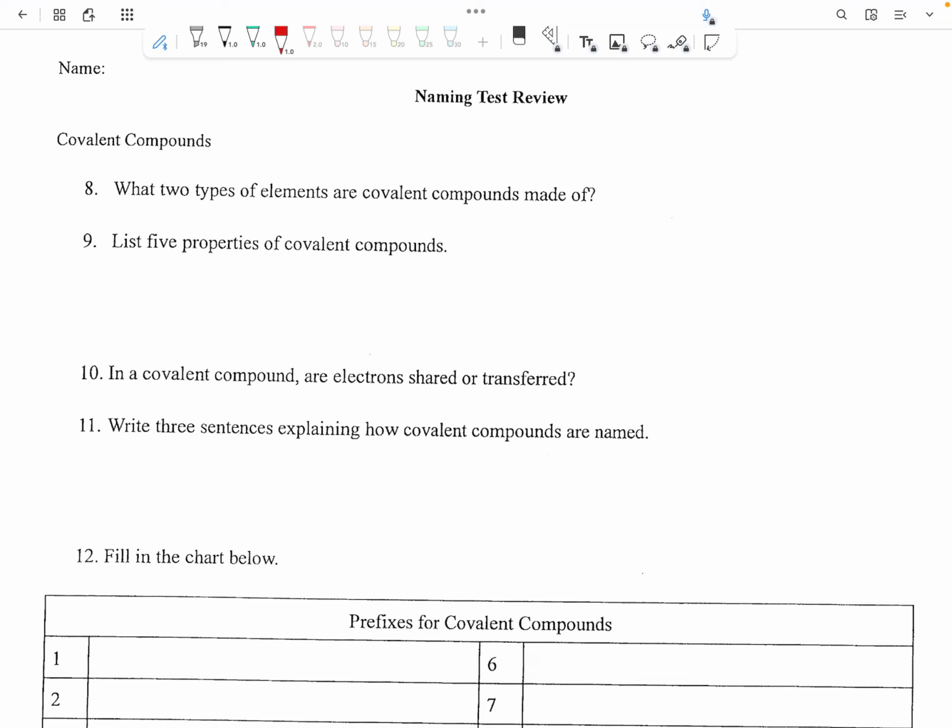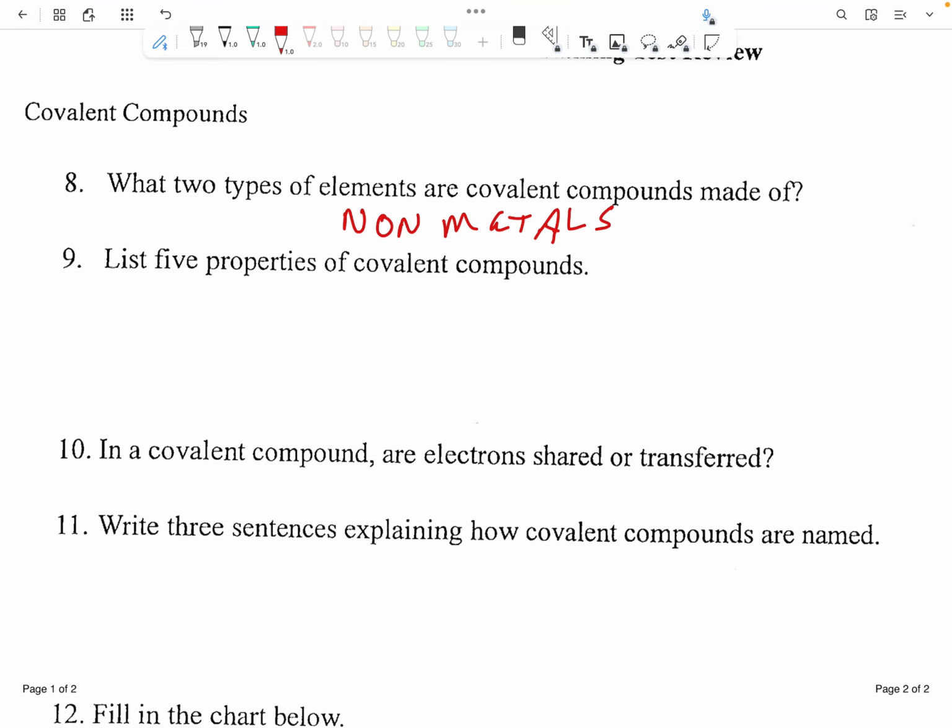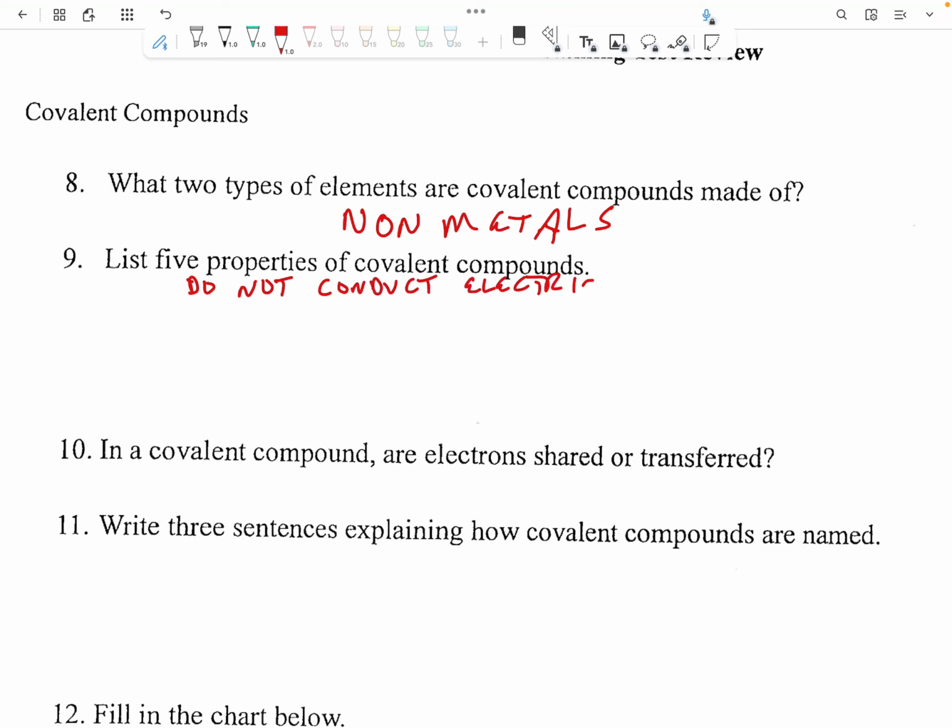What two types of elements are covalent compounds made up of? That is a very simple answer. Non-metals. You put two non-metals together, you have a covalent compound. There are no ions involved. If we look at the properties of covalent compounds, they do not conduct electricity. They have low boiling point and low melting point.